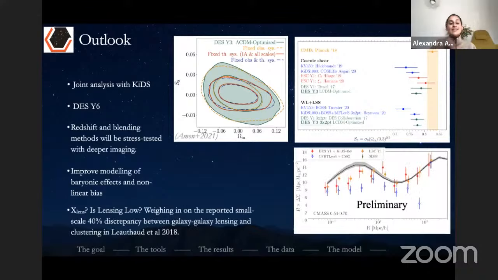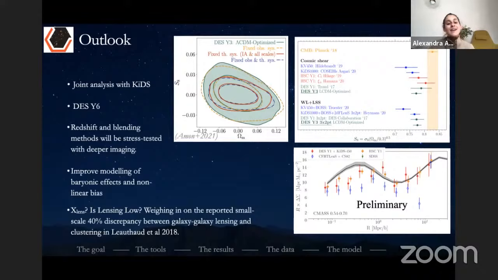The other thing that I just wanted to flag that I've been looking at since we finished DES is this 'lensing is low' problem that has been discussed as a discrepancy between galaxy-galaxy lensing and galaxy clustering. And this is presented in Leauthaud et al. 2018. And this is a 40% effect, but it is on very small scales, much smaller than those that we use in our DES analysis. So there's been questions about if that's tied to this S8 tension or is it tied to this X problem that we found in our redMaGiC imaging. And so this is something that I've been looking into.